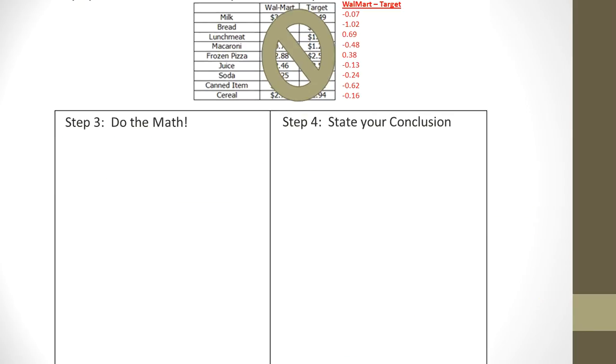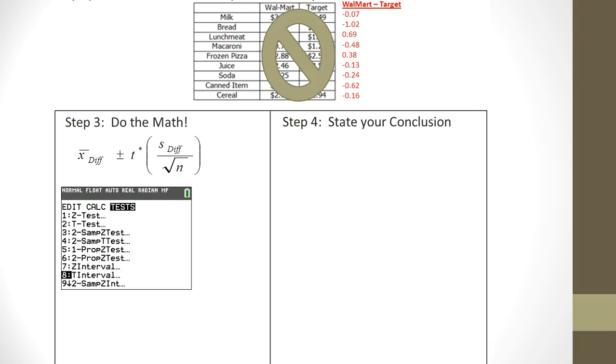Step 3, we need to do our math. Again, we're going to be focusing on that Walmart minus Target column. And so with our equation, we could actually do the 1var stats of L1. But we're going to use our calculator and let our calculator do the math.